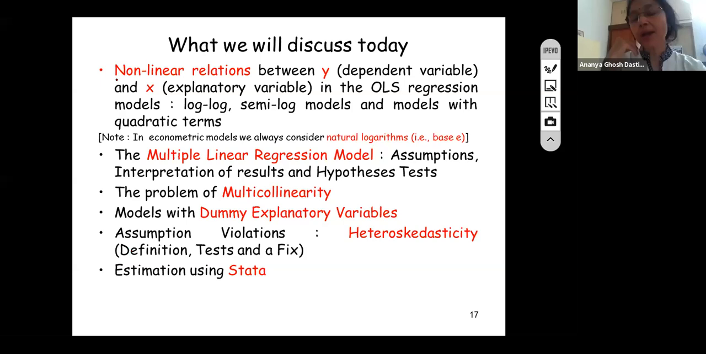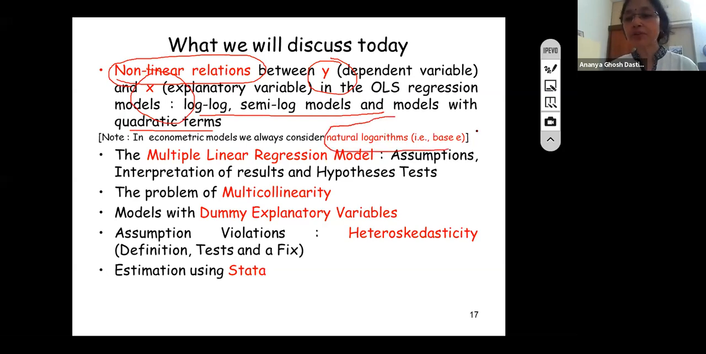First among these will be to understand that though we call it the ordinary least squares model or the linear regression model, it accommodates a whole bunch of nonlinear relations between the dependent and the explanatory variables in the form of log-log, semi-log models and models with quadratic terms. So at the very outset, I want to make the point that whenever I'm talking about taking log in a regression model, it's always natural logarithms, that is log base e, okay?